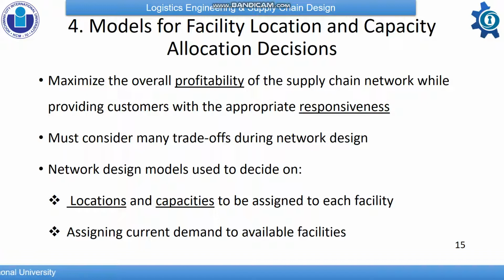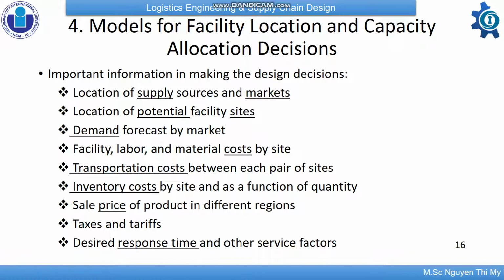And the network design models are used to decide on the location and capacity to be assigned to each facility, and also assign the current demand to available facilities. So there is important information that you have to consider to make the design decision.